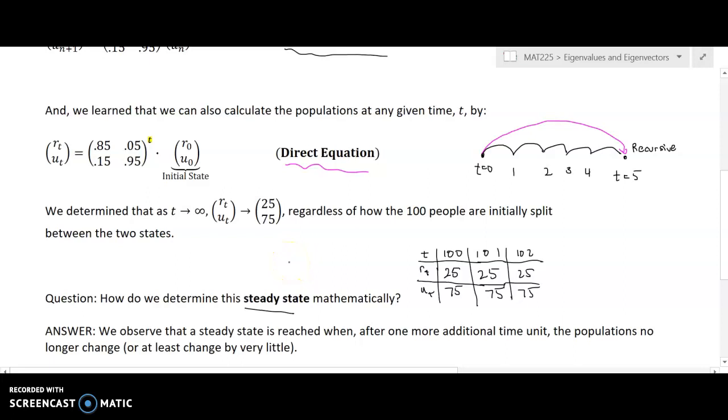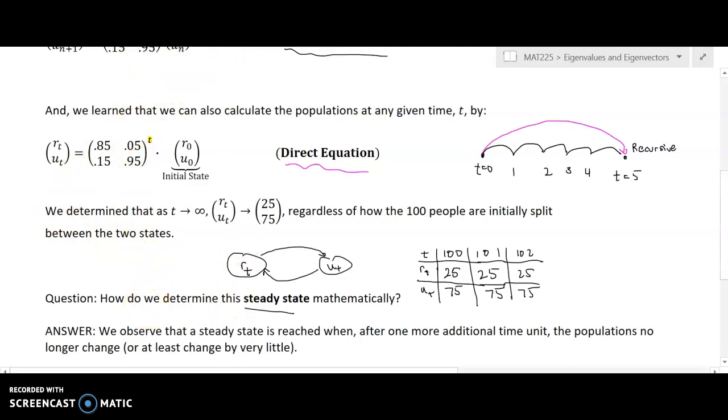Now, there's still people migrating back and forth, but those sizes remain the same because the number of people leaving one state is the same as the number of people entering that state. So we notice that these two states that we have here, because people are transitioning back and forth every year, this is still happening, this loop, but eventually the number of people entering the urban state equals the number of people exiting the urban state, and vice versa.